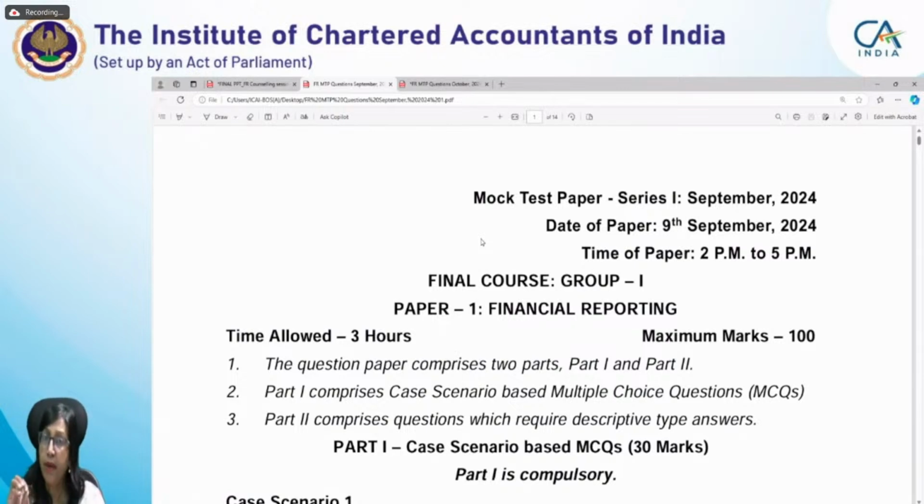So if you prepare illustrations, written practice of illustrations will be as good as preparation for your descriptive as well as MCQ part. Okay.